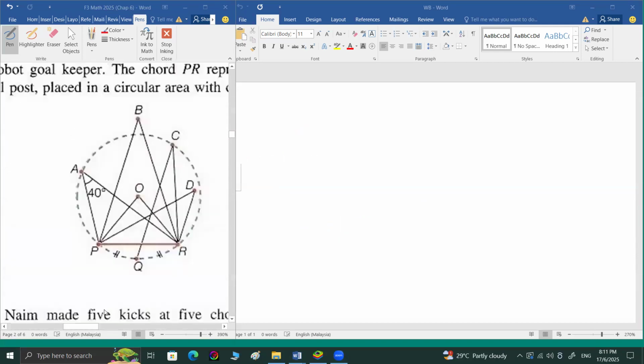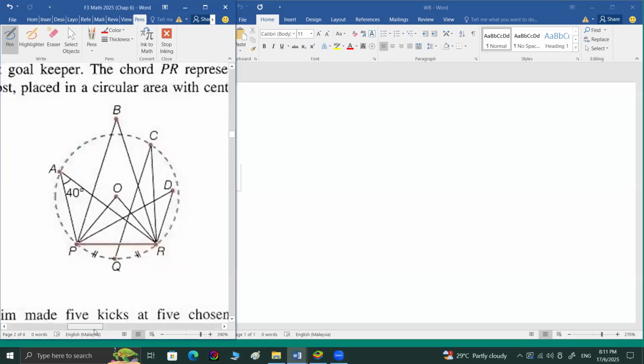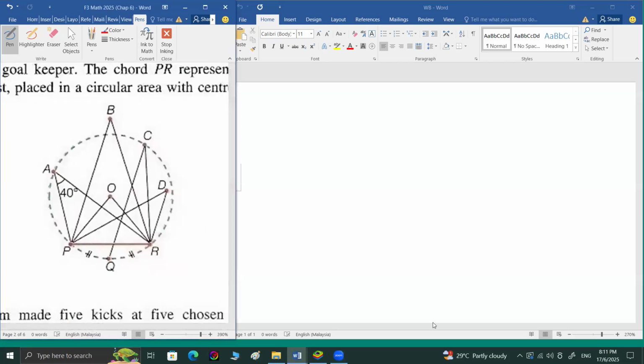Okay, I look at this, class. I show you the diagram and you look at the questions there, class. Because I want to show you the bigger diagram. Have a look here. The diagram shows the plan of the venue for the competition of penalty kicks, penalty against the robot goalkeeper. Okay, you see the quad PR there. Okay, look at the quad PR. PR represents the goal post. Okay, this one is a goal post.